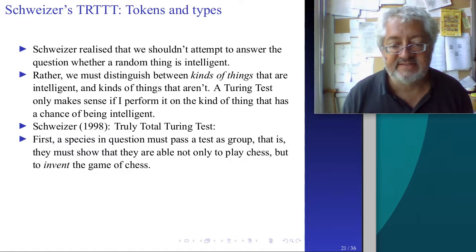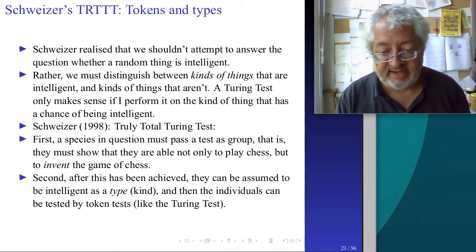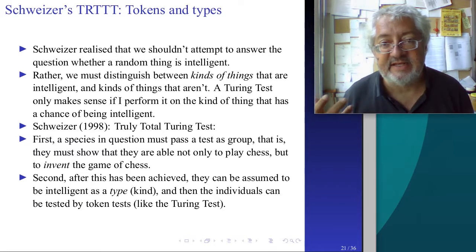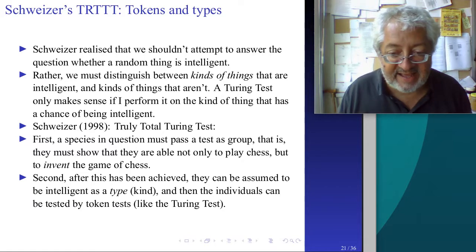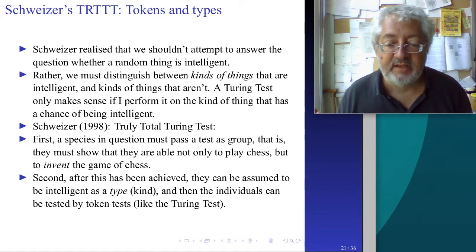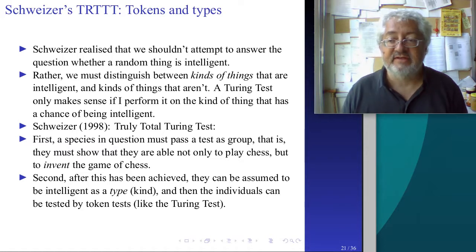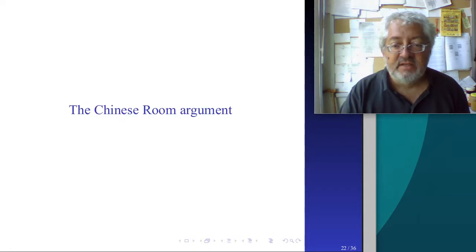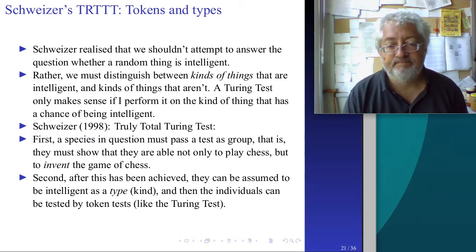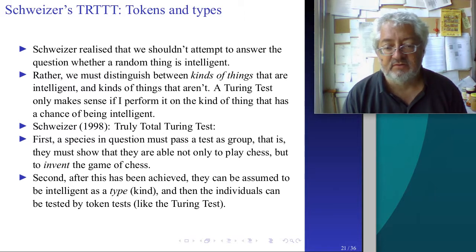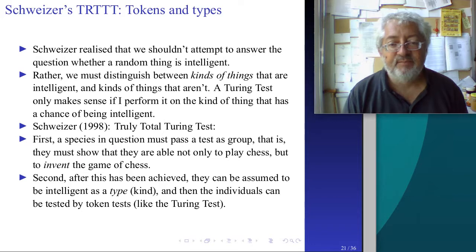Anyway, for this test, it seems that this is what Schweitzer has in mind. And second, after this has been achieved, after we know that this class of things is intelligent as a class, then we can test individuals by a token test, like the Turing test. Token means a particular individual is being tested instead of a whole class. So again, we saw that this also has its problems. It's not perfectly clear.